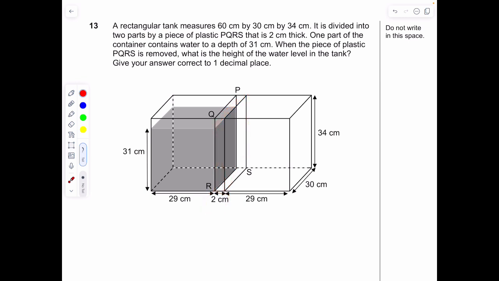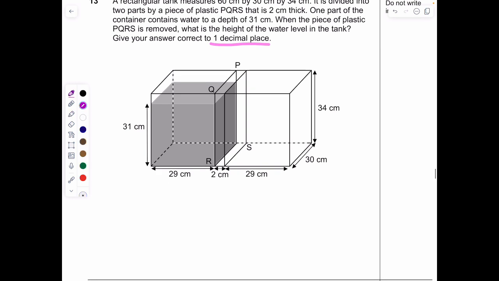One part of the container contains water to a depth of 31 cm. When the piece of plastic is removed, what is the height of water in the tank? Give your answer corrected to 1 decimal place. Okay, so the first thing you need to do is you want to find out how much volume of water there is.